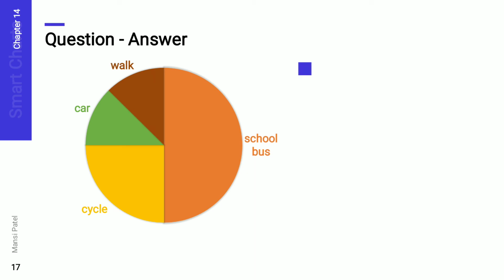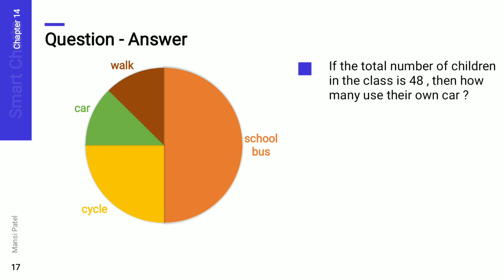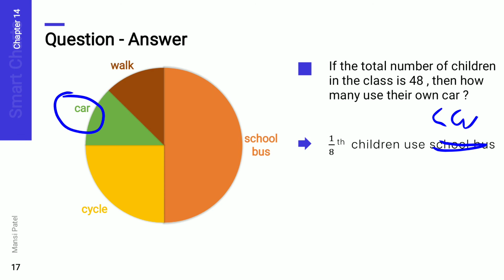Let us see the next question. If the total number of children in the class is 48, then how many use their own car? So total parts are 8. Out of these 8 parts, only one part is using the car. So we have to do 1/8 of 48, the children who use their car. So here do the multiplication.